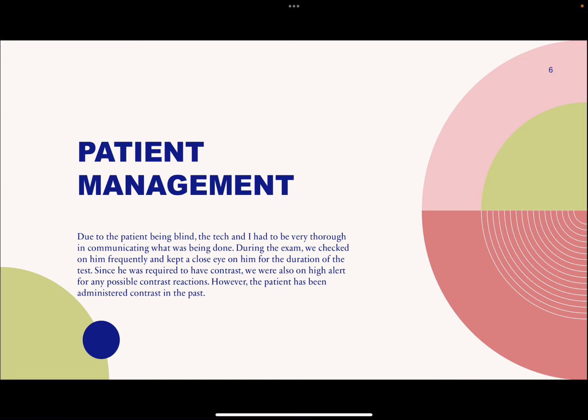and make sure he understood what was going on. Also, during the exam, we did keep a close eye on him visually and verbally. We made sure to tell him what was coming next so he knew what to expect. And we also kept an eye on him, made sure he wasn't having any type of reactions to the contrast dye, because after contrast, patients can have post-contrast reactions, whether it be allergic reaction or anything else. However, he has had previous MRI, so getting contrast wasn't something that was new to him or something that previously brought him any issues.